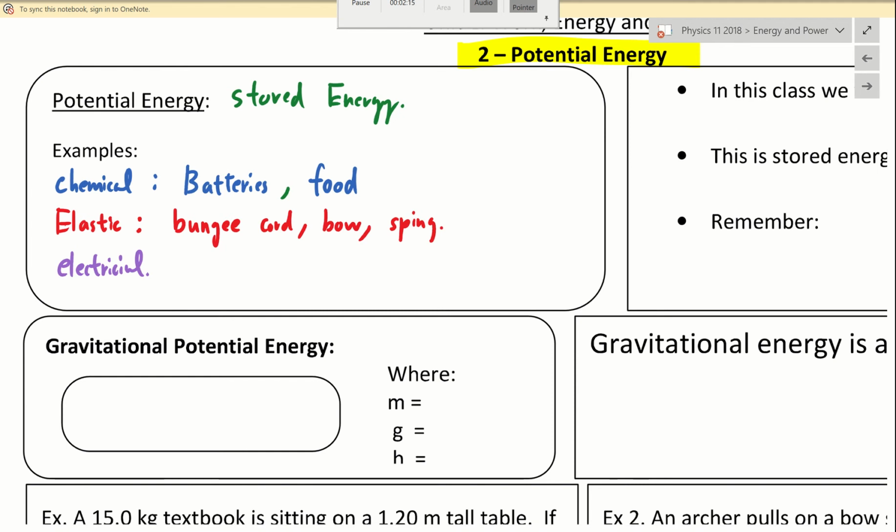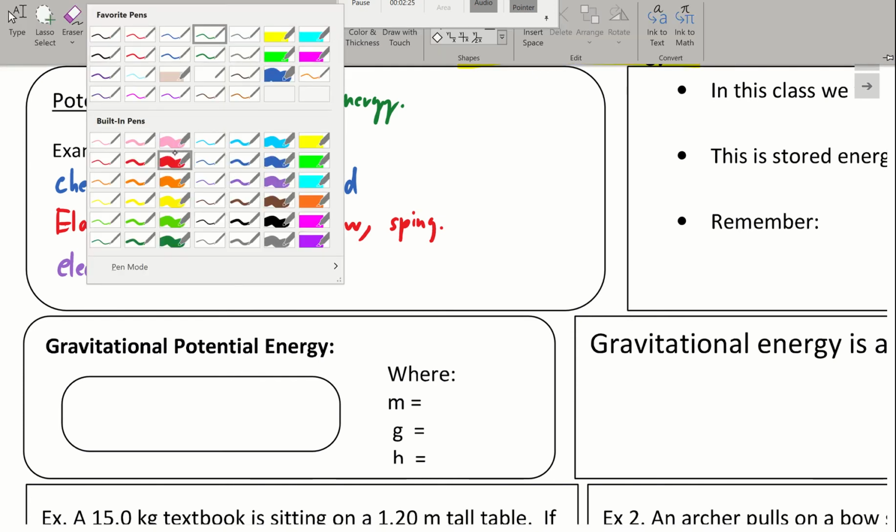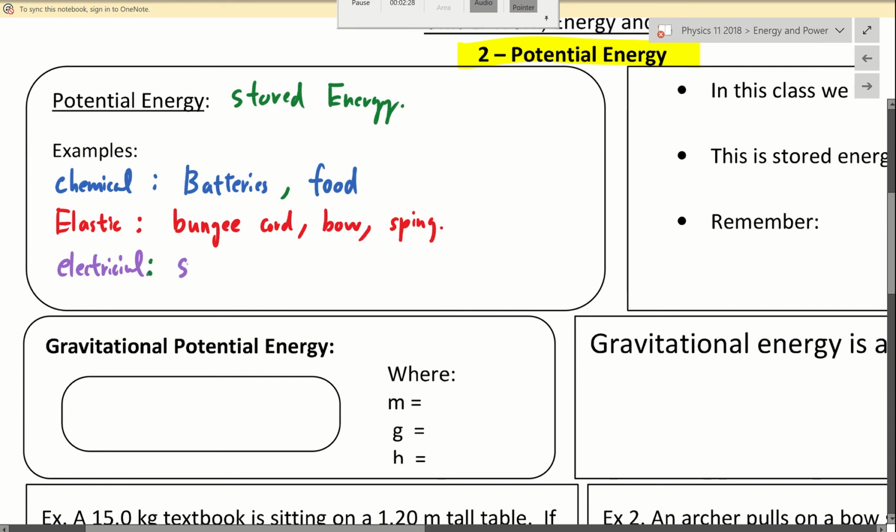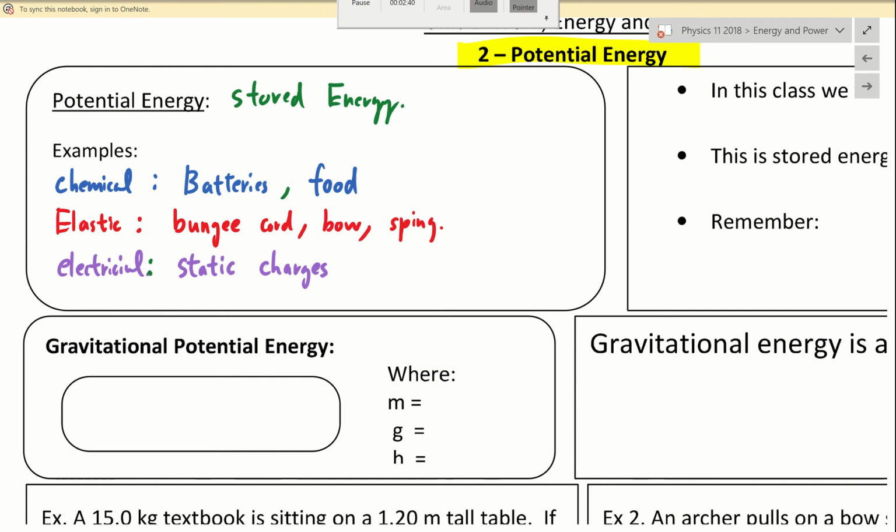Now, the third one, electrical potential energy or electrical energy, which is the energy stored in static charge, so positive or negative charge. If you have a lot of electrons or a lot of protons coming together, they would like to repel each other. So before you let go, they're being forced into place. And if you let them go, the electrons are going to go around in the circuit. So that is electrical energy stored in static charge. So these are chemical potential energy, elastic potential energy, and electrical potential energy.